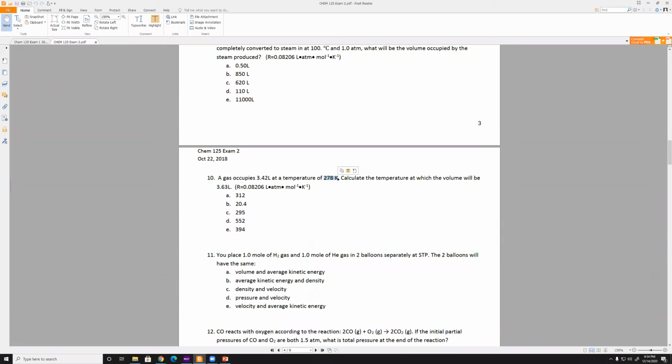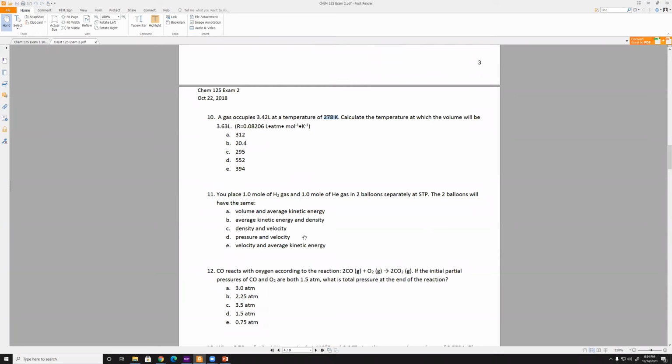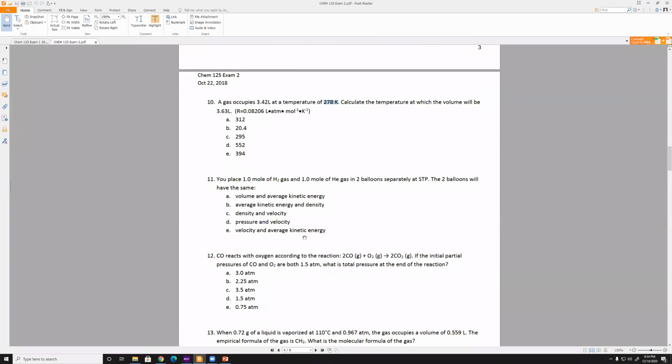All right. Going on number 11, you place 1 mole of H2 gas and 1 mole of He gas in 2 balloons at STP. Remember, STP is our standard temperature and pressure, and it is 1 atm, 0 degrees Celsius. The 2 balloons will have the same blank. All right. So the only difference here is the molecule that's in the balloon, or atom that's in the balloon, hydrogen gas versus helium gas.